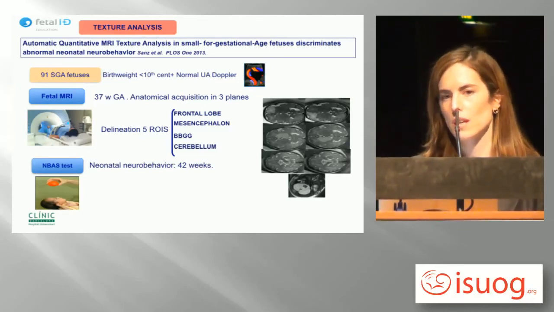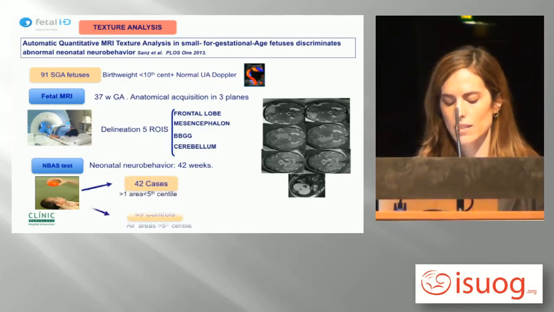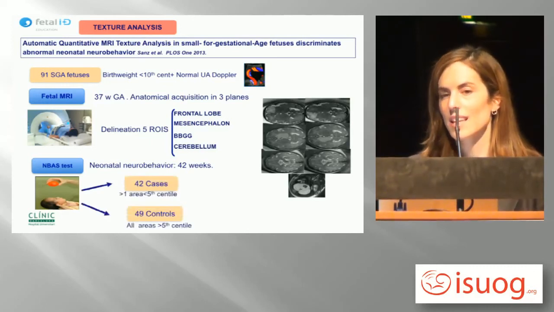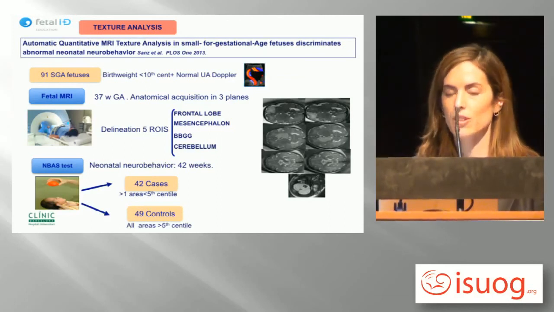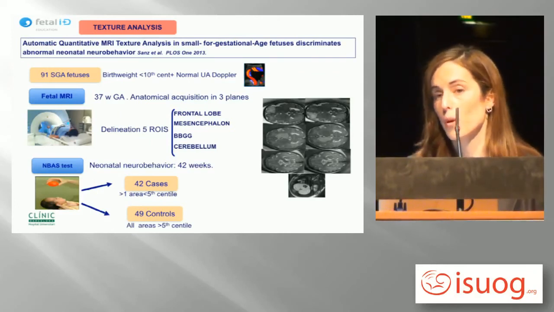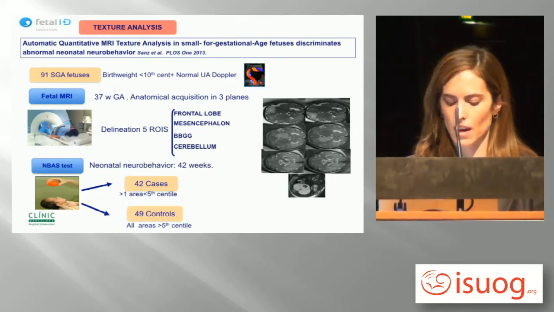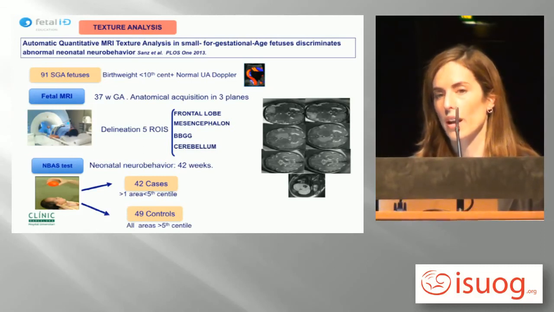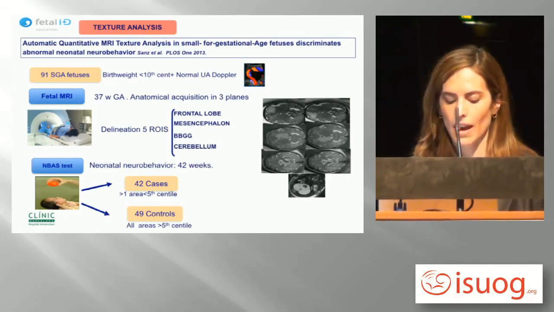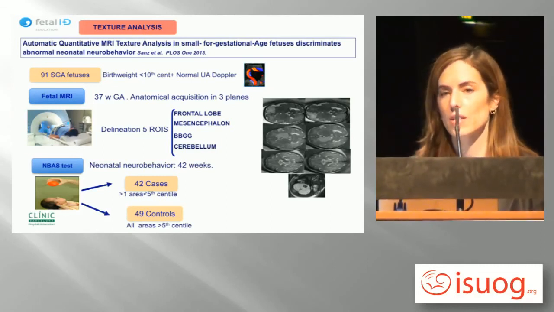And based on the result of the Brazelton test, we classified this SGA sample into either cases or controls. We considered cases as the SGA babies that had a bad performance on the Brazelton test, explained by one or more areas below the fifth centile, and as controls if all the areas of this test were performed correctly.